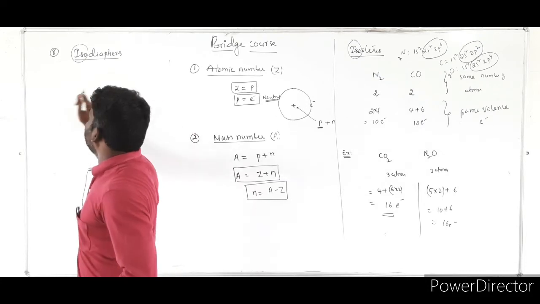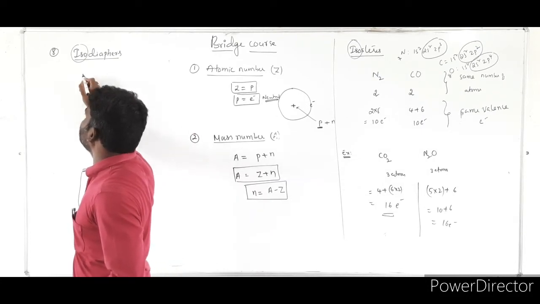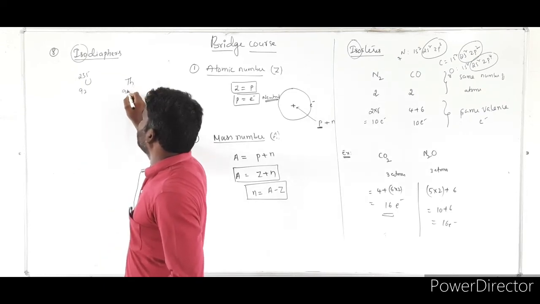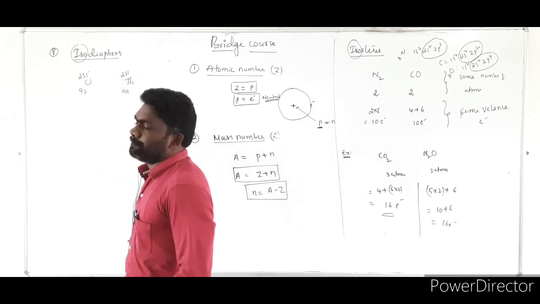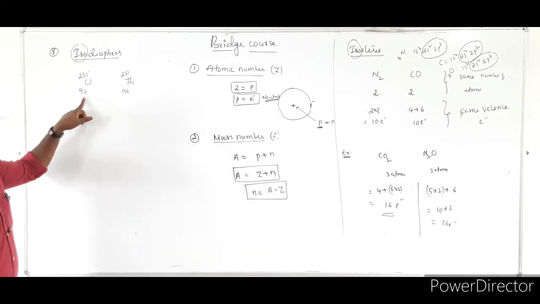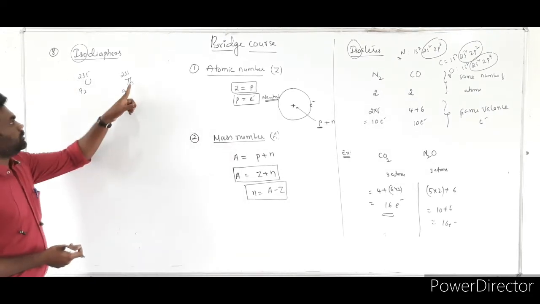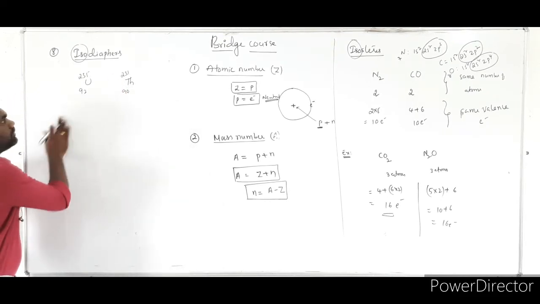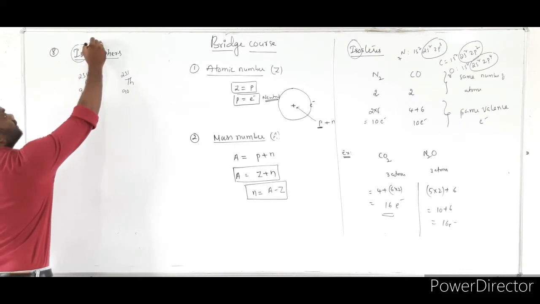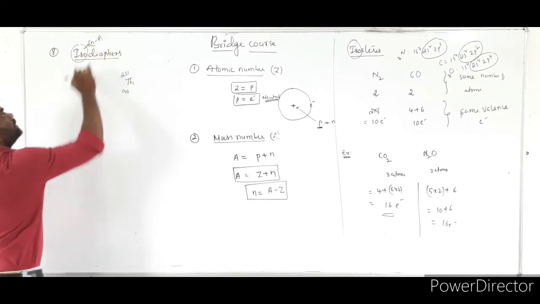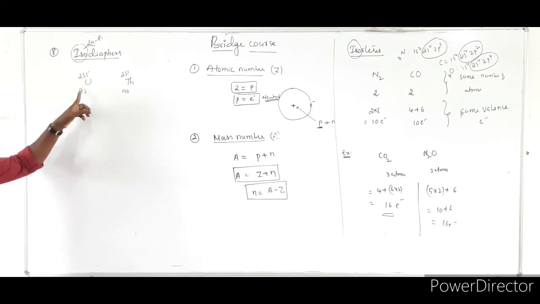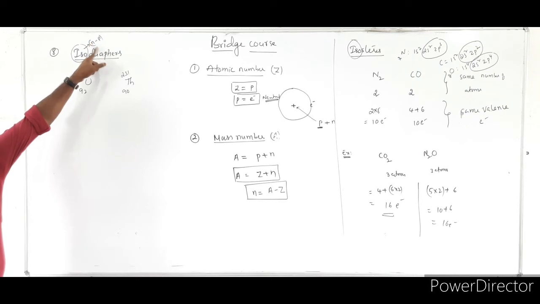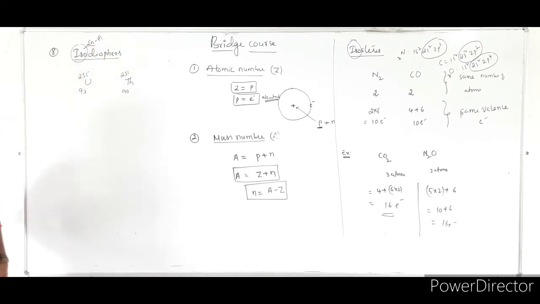I am taking an example, uranium 92, 235 and thorium 90, 231. So here uranium atomic number is 92, mass number is 235, thorium atomic number is 90, mass number is 231. Then we have to find out what is the same here. We have to find out n minus p is the same. The species which have different atomic number, different mass number, but the n minus p value will be the same, such species are called as isodiaphers.